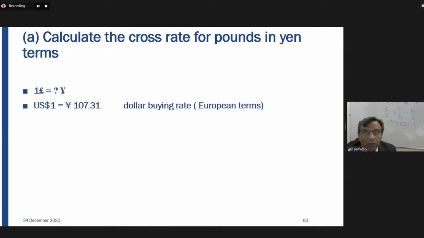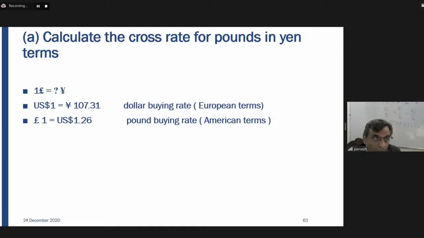So what he'll do, he will immediately buy $1, or the number of dollars by spending 107 yen for buying $1. So this is the dollar buying rate, which is given in European terms. Then he'll go to England and buy pound. So he should have a pound buying rate, which is also already given in the question. 1 pound is equal to $1.26, which is in American terms. So the dollar buying rate is given, the pound buying rate is given to you, and both are in either European or American terms. So this makes our task easy. We can just simply multiply them. So we're left with yen upon pounds. Which means 1 pound is equal to how many yens?